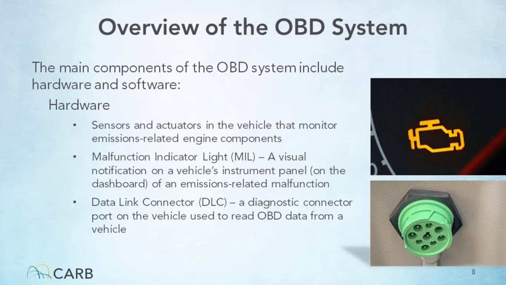The top picture on the right is an illuminated MIL on the vehicle's instrument panel. The bottom picture is a Type 2 9-pin data link connector, which we'll discuss in more detail later in this module.